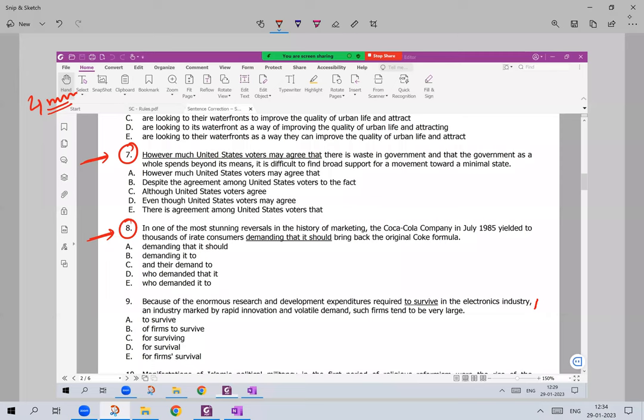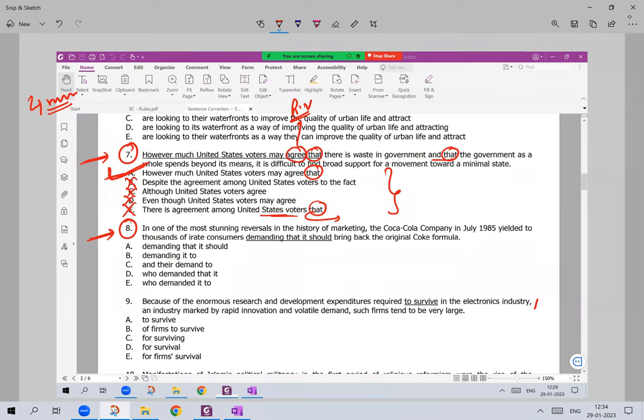So seventh number is what? Straight away, when we read this statement, however much majority voters may agree that there is a waste in government, and the second clause starts with that, it simply means that this question is testing us on that and that parallelism. Now I can come to a conclusion that agree is a reporting verb. Simple logic. So A, B, C, D is wrong. In option E, that is not followed by a reporting verb. It is being followed by some sort of a noun. So this is not testing that and that parallelism. So this is wrong. A is the right one. I have given you other reasoning also in the last class. You can go ahead and read that.